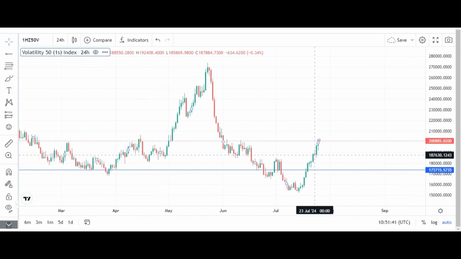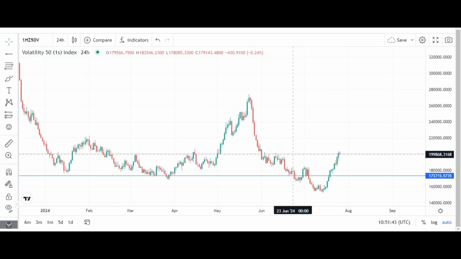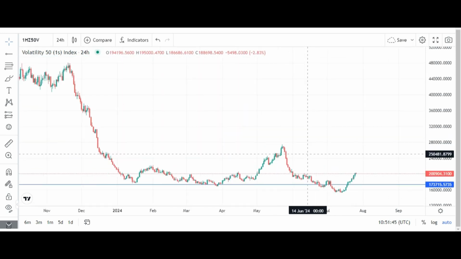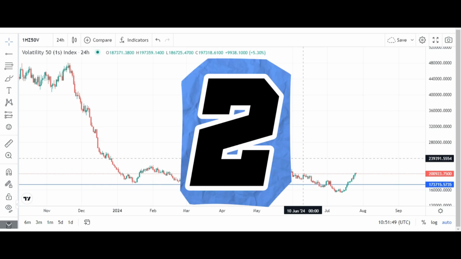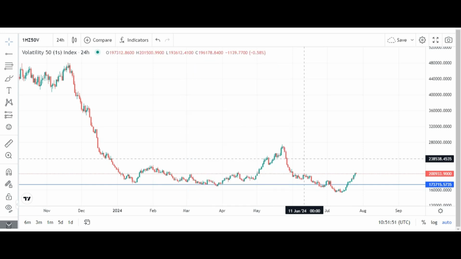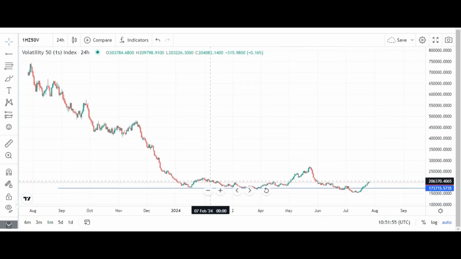So for a support point to be a good support point, it has to be tested at least twice. Twice is the minimum number. Then you can know, okay, we're working with something here. Understand? So I hope that makes sense. Support wise, I hope you guys understand what support is.